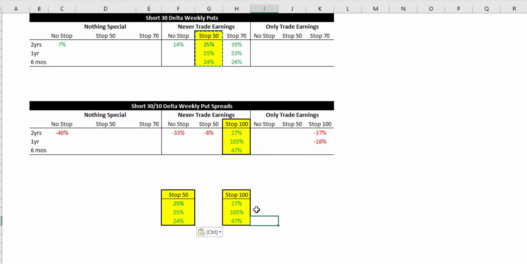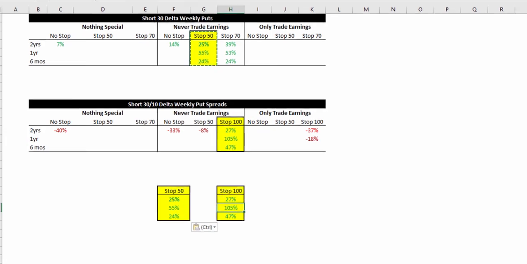Now again, it's not that I expect to make 105% in the next year by selling put spreads in Apple. It's simply that I understand the mechanics of how the stock has behaved in the past. I can't predict what it's going to do in the future, but I do know that using a stop and avoiding earnings across the board has been a better strategy, and I can even go further and tell you exactly what stop has worked the best. This gives me edge ahead of everyone else.